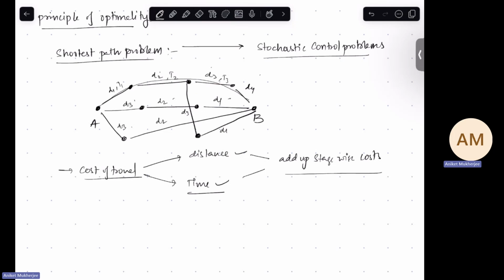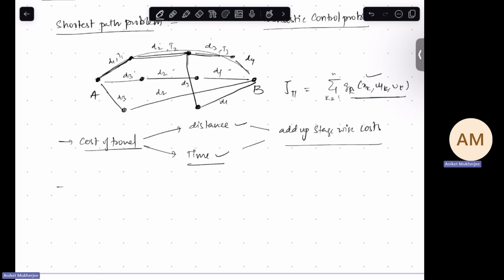This is what you see in your stochastic process also, because your cost function J pi looks like a summation of g_k(x_k, μ_k, w_k), where these are your stage-wise costs. You take an action and then you add the cost for the action that you have taken. You have three choices here. If you choose this action, then you go here, and based on this action, you get that amount of time. If you're here, you have only one action. If you're here, you can choose this or this. If you choose this action, you add up the time. So that is pretty similar.